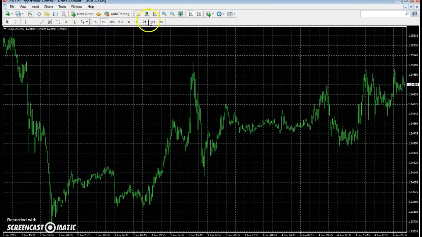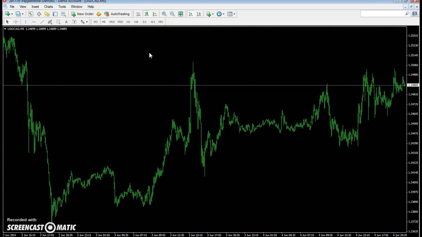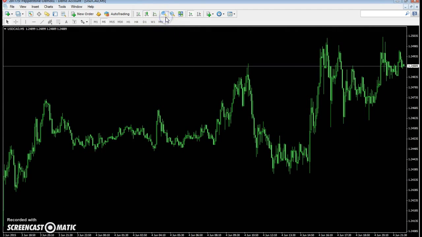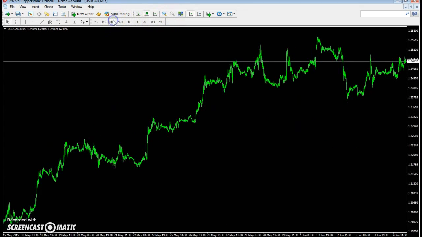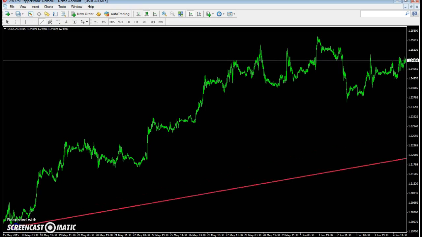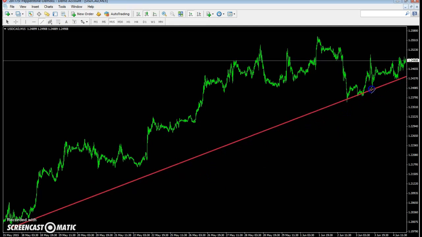Let's see, we'll switch to the M5. We'll zoom in a little bit. I can't really see much. Okay, well here's a pretty good trend. This is the US dollar Canadian. We'll play it from this low to, I want to say, that low right there.